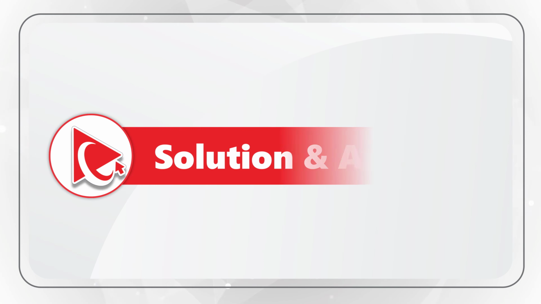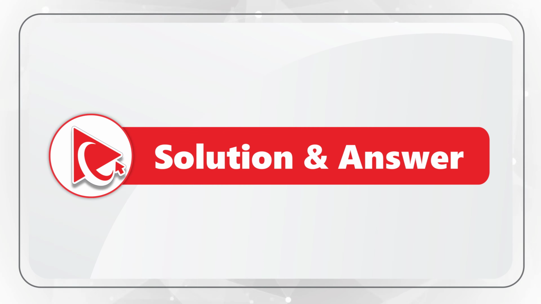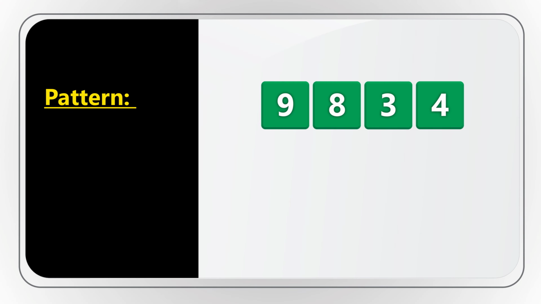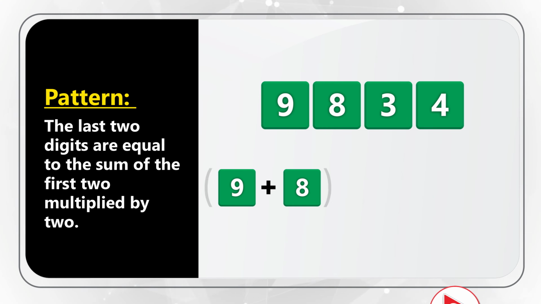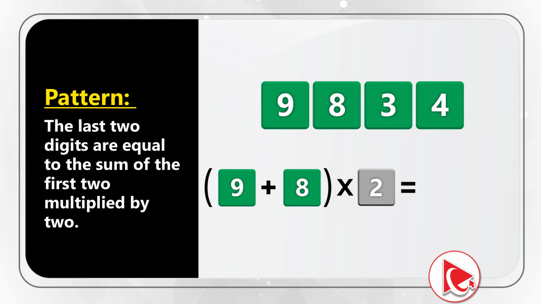You're probably tired of hearing this on this channel, but to solve these types of challenges, you need to detect the pattern. And the pattern here is that the last 2 digits are equal to the sum of the first 2 digits multiplied by 2. Let's look at the example. The first row contains numbers 9, 8, 3, 4. And the expression here is that (9 + 8) multiplied by 2 equals 34.